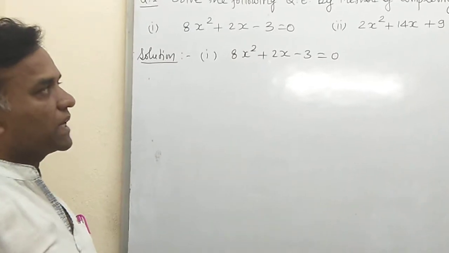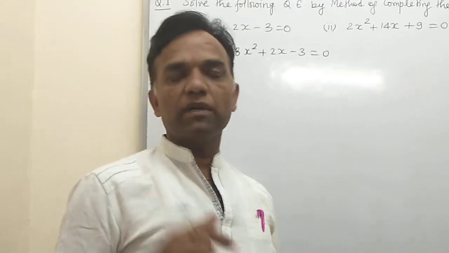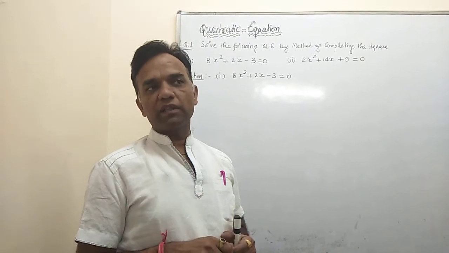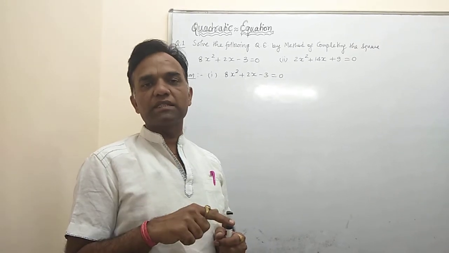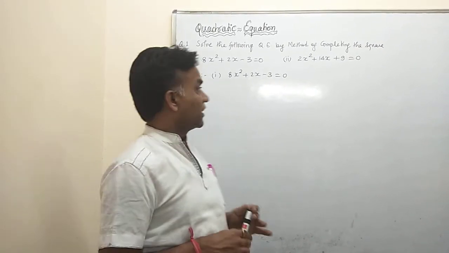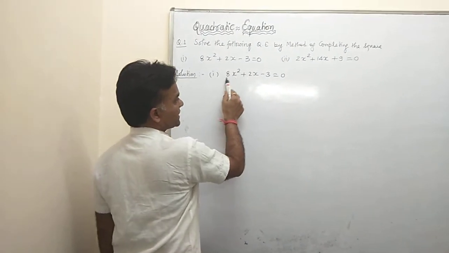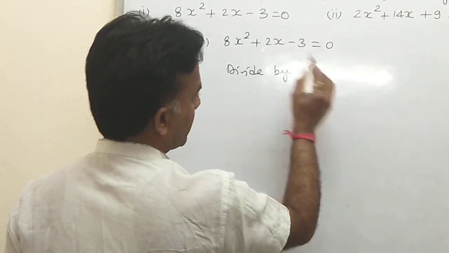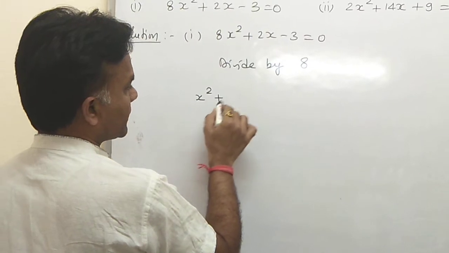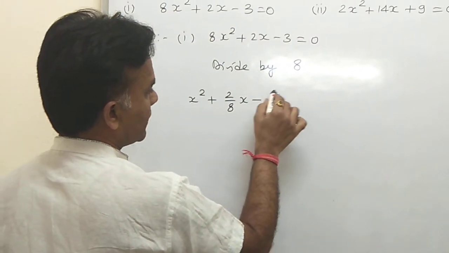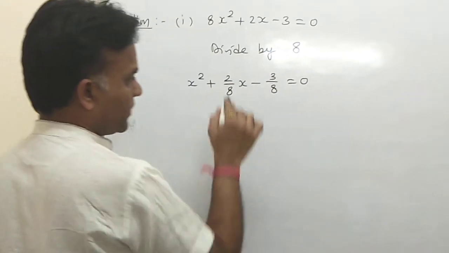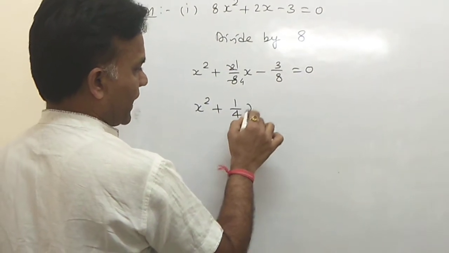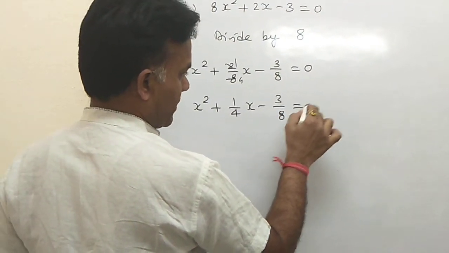Now here we use the method of completing the square. Let me revise the first concept again. If a coefficient of x square is given, then first you divide by the coefficient of x square. In this equation the coefficient of x square is 8, so divide by 8. Then we have x square plus 2 by 8 of x minus 3 by 8 equal to 0. Now we simplify 2 by 8 to 1 by 4. So after simplification we have x square plus 1 by 4 of x minus 3 by 8 equal to 0.